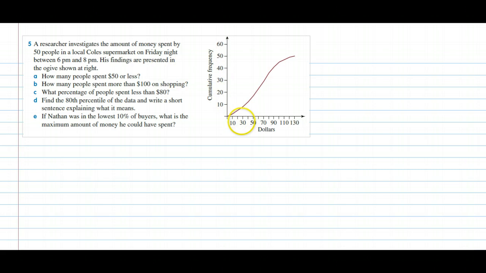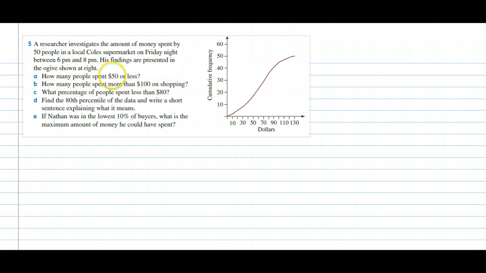But really what this ogive, what this graph shows us, is that for a given amount of money, if we identify this amount here, $50, and connect it up to the line, it connects up to about a cumulative frequency of 17. So it would mean 17 people spent $50 or less, because 17 scores are below that point of $50. So that's what the ogive's trying to tell us. And that's actually what the first question's asking.